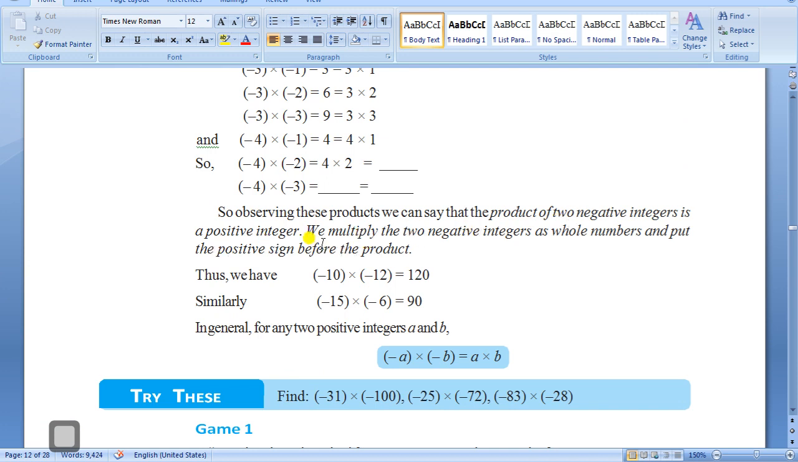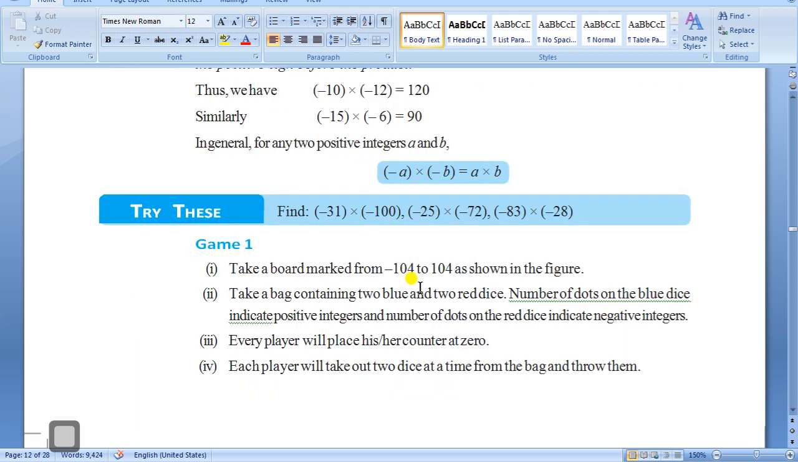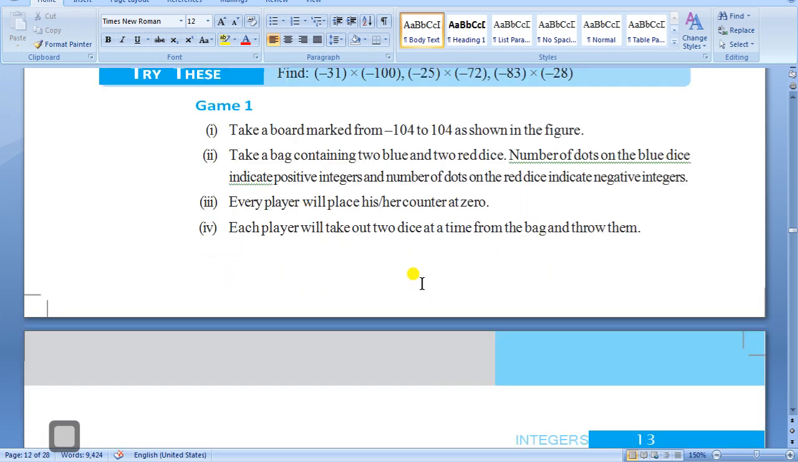So, observing these products, we can say that the product of two negative integers is a positive integer. We multiply the two negative integers as whole numbers and put the positive sign before the product. Thus, we find minus 10 into minus 12, minus into minus is plus, that is 120. And similarly, minus 15 into minus 6 is equal to 90. In general, for any two positive integers a and b, minus a into minus b is equal to plus a into b.